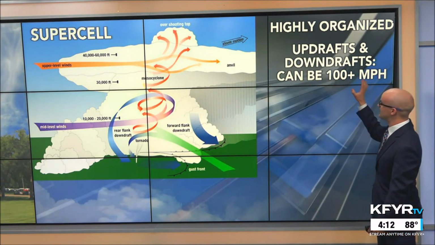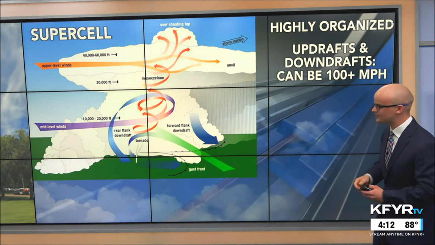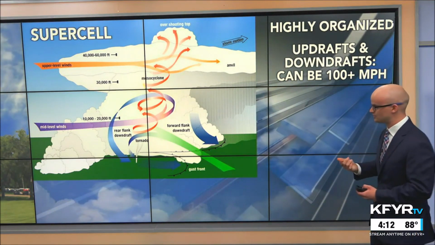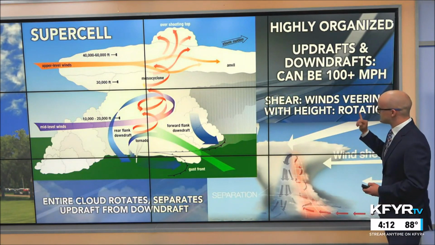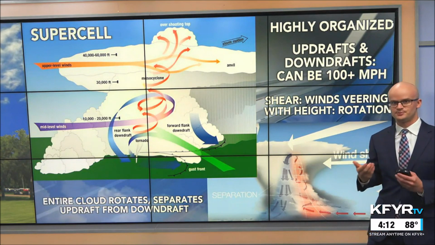It's highly organized with these updrafts and downdrafts that can contain up to 100-mile-per-hour plus winds, and that can lead to our severe weather and our damaging winds. And these are what usually produce our tornadoes. It's all because of shear, though, in the atmosphere. Shear needs to be present for these supercells to form.